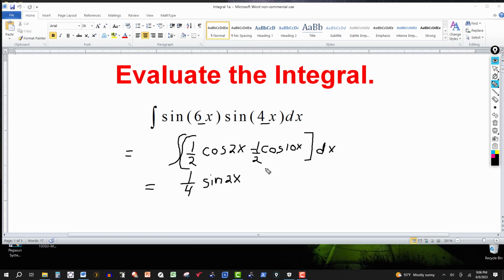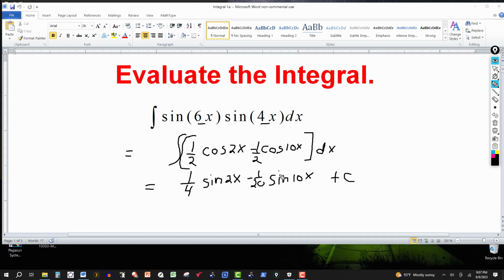And then for the next one, the integral of cosine of 10x is sine. But of course this one has a negative, so it's a positive sine of 10x, but we have that negative there because that's what we have to start with. This will be 10x here. So this will give me a factor of 1/10 out in front, so this will be negative 1 over 20. And then you have your constant of integration.